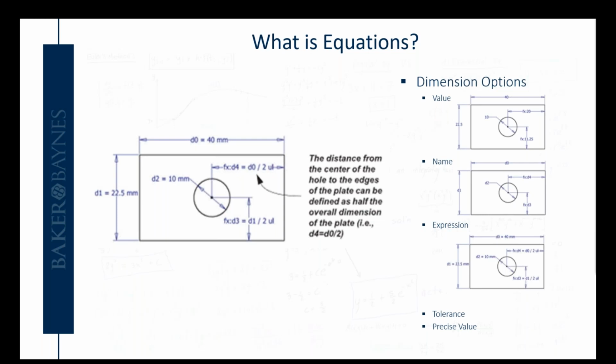If we look at the different dimension display options, you will see Value, which displays the numeric values of the dimensions. Name displays the dimension names, for example, D4 or D5. Tolerance displays the tolerances defined on any dimensions. And Precise Value displays the precise numeric values of the dimensions, not rounded. The precise value option also displays the actual value of a dimension if a tolerance is applied.